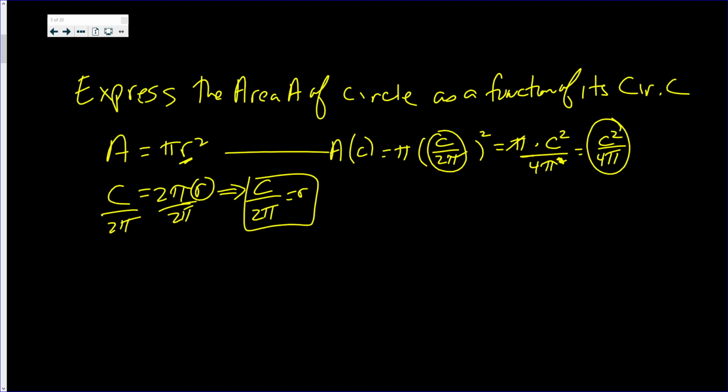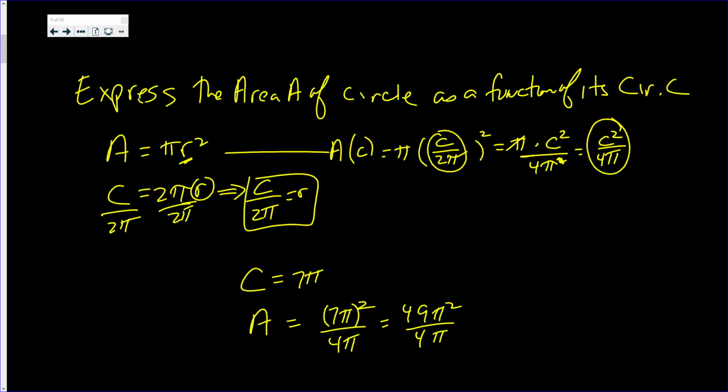Okay, that is, if I tell you the circumference of a circle is 7 pi, what's A? Well, it's C squared over 4 pi, which is 7 squared pi squared over 4 pi, which is 49 over 4 pi. It is 12¼ pi. And all I knew was the circumference.